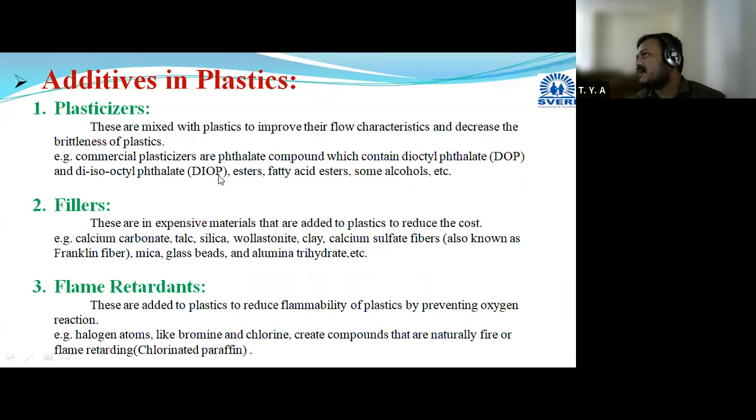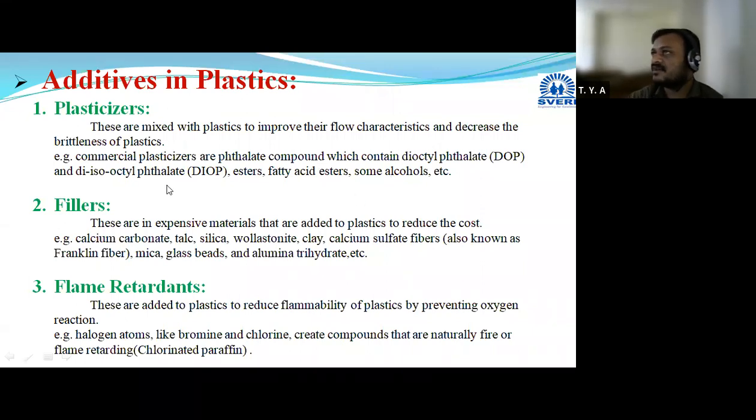DOP and DIO. This is the short form. For example, you can also write this: phthalate compound. This much is sufficient. Other examples of these plasticizers are esters, fatty acid esters, or some kind of alcoholic materials, or alcohols. This is the alcohol family of compounds. You can add as per your need.